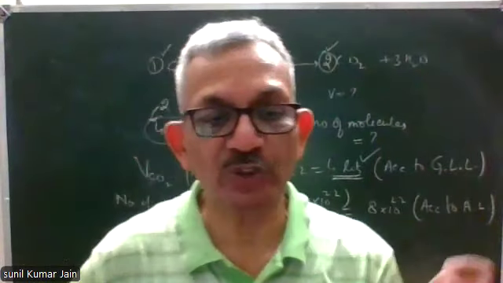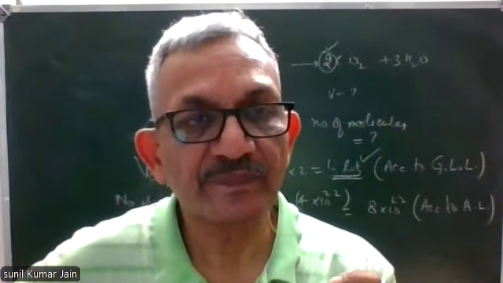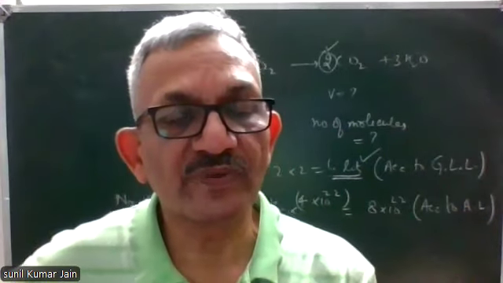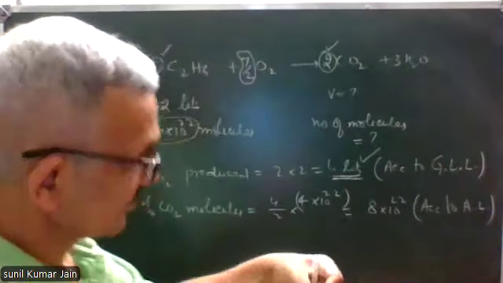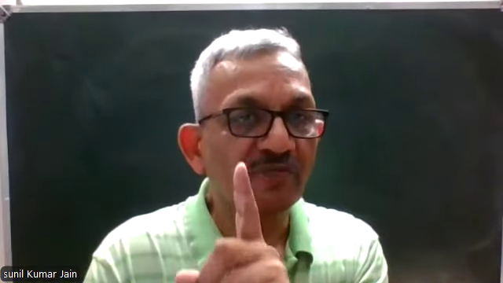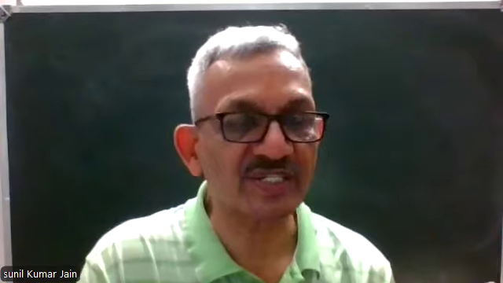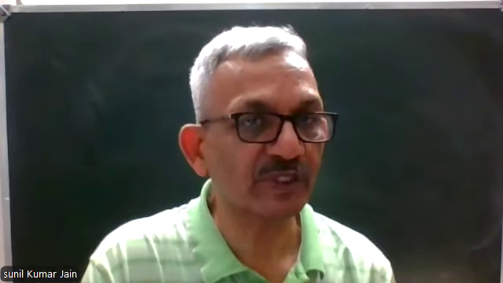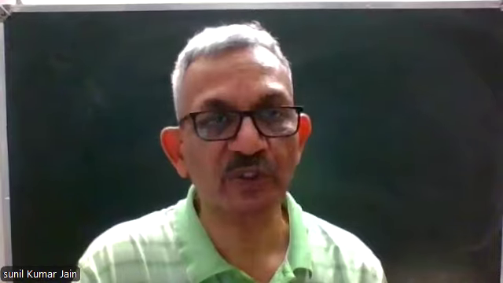Continue. It should be balanced in order to satisfy the law of conservation of mass. And you know what is the meaning of balancing a chemical equation? Balancing of a chemical equation means making the number of atoms of each element equal on reactant as well as product sides. That is called balancing of a chemical equation. And why do we balance a chemical equation? Just to satisfy the law of conservation of mass, law of conservation of matter.